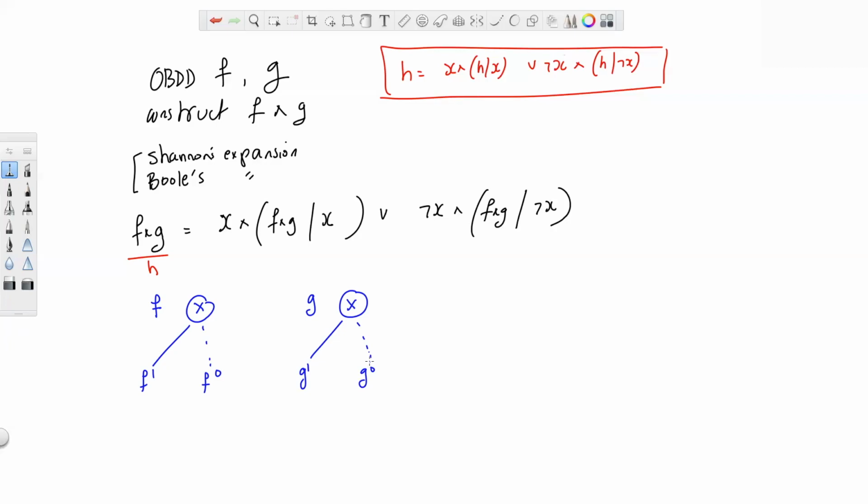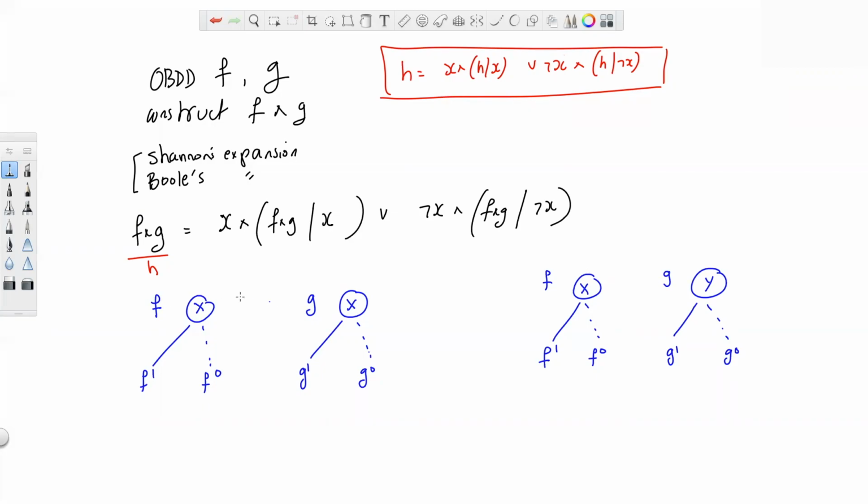The other case we'll have to look at is that they don't start with the same variable. So we may have, in this case, the first one starting with x, and then this is f1 and f0. This is f, and then the other one starts with some variable y. That's possible. And then in this case, this is g1, this is g0. We just have to look at these two cases. If you have arbitrary OBDDs and they both respect the same variable order, they either both start with the same variable or they don't. That's it. These are the two cases.